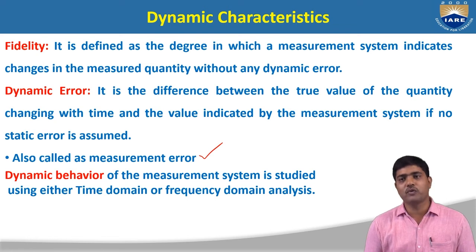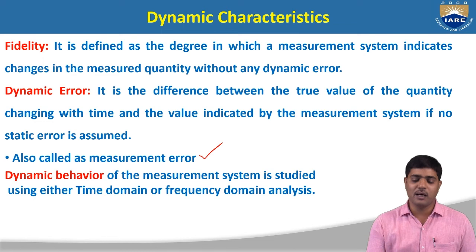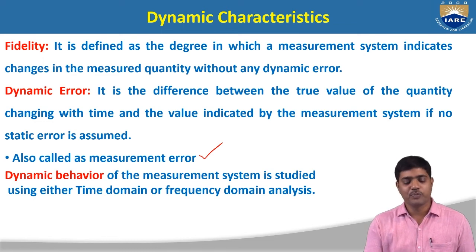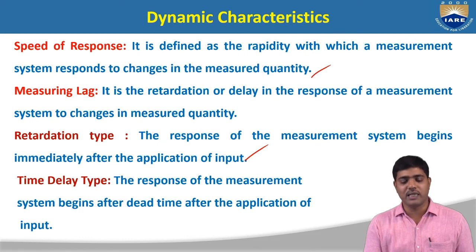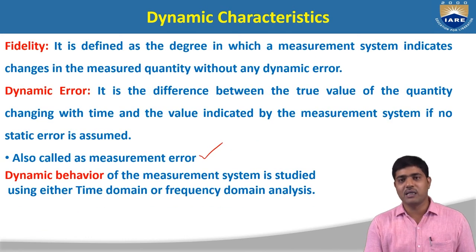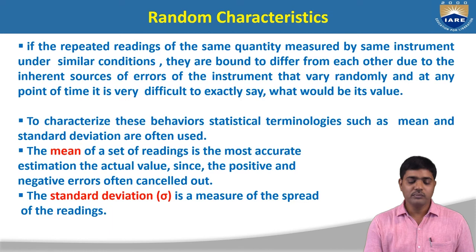When you go to the frequency domain analysis, there you are going to talk about the resonant frequency and the bandwidth. All these are going to play a very important role when you study the measurement system in practical applications. So these are the 5 dynamic characteristics: speed of the response, measuring lag, fidelity, dynamic error, and dynamic behavior.